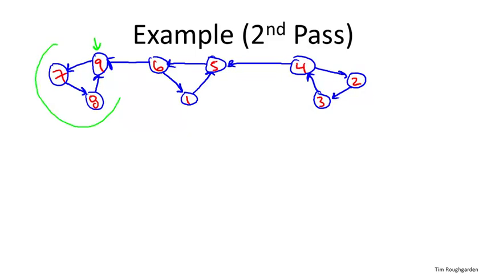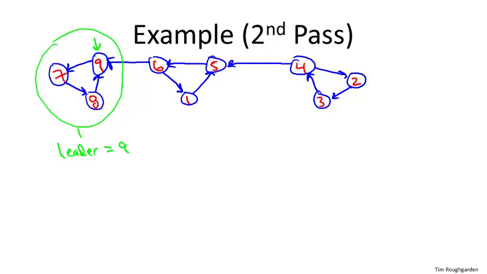So when we invoke DFS from node 9, the only things that we encounter are the nodes 7, 8, and 9. And these are all going to be given the leader vertex 9. You will notice that this is indeed one of the strongly connected components of the graph. We just sort of found it with this invocation of DFS from the node 9.